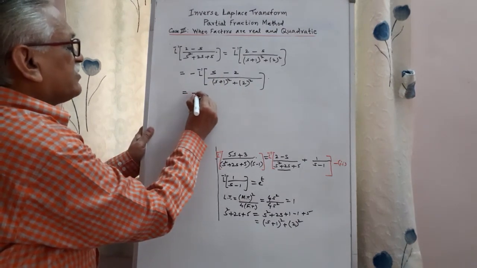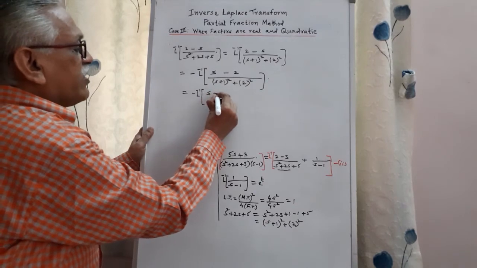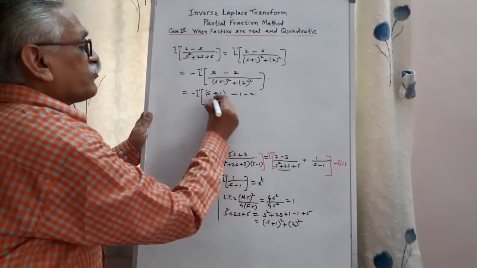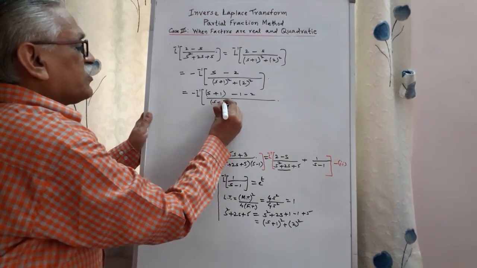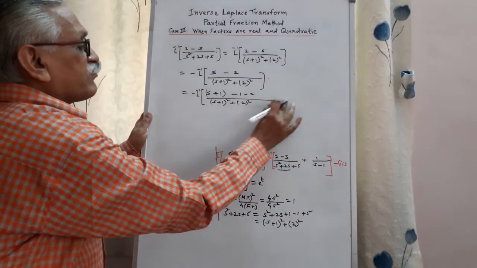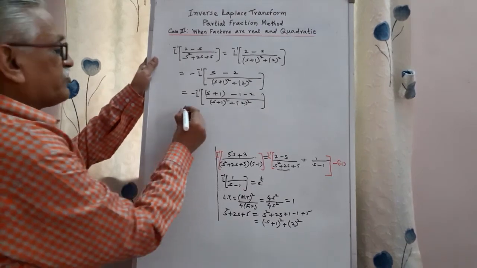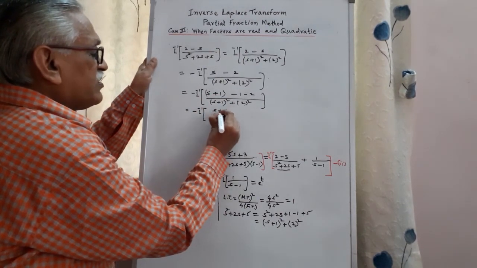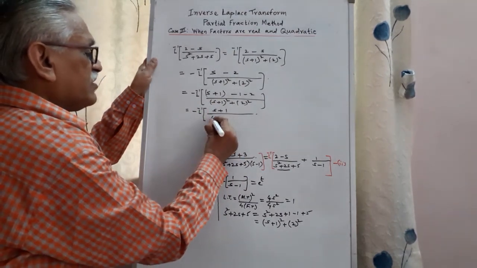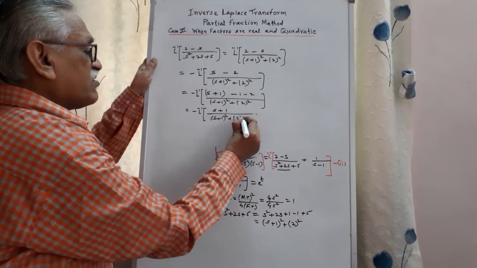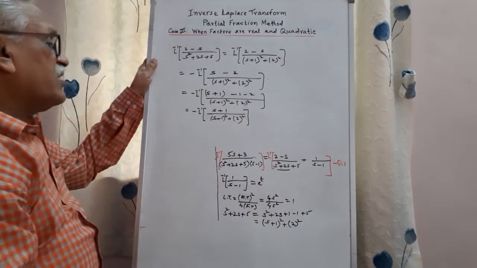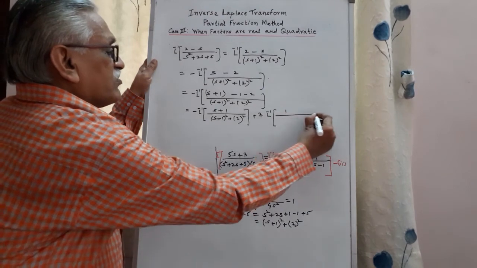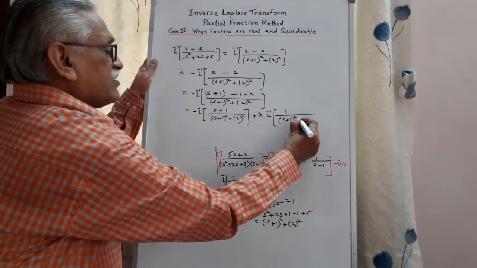Therefore, I will rewrite this, adding 1 and subtracting 1, so that there is no change in the original value, and this minus 2 divided by s plus 1 square plus 2 square. And therefore, it is equal to minus inverse Laplace of s plus 1 divided by, I am taking separate division, s plus 1 bracket square plus 2 square, and this minus becomes plus 3, constant outside, inverse Laplace of 1 upon s plus 1 square plus 2 square.